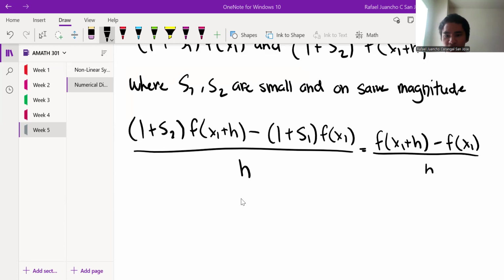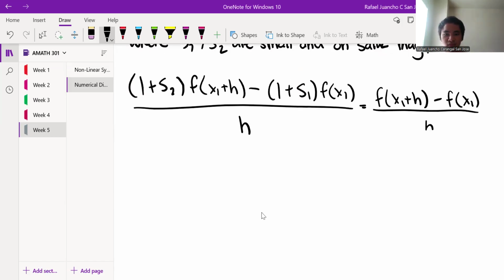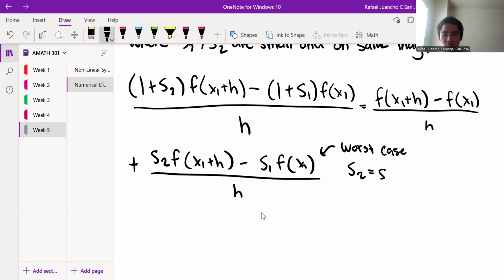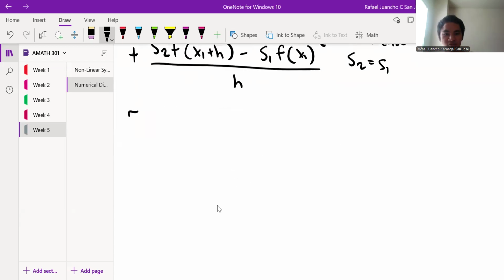Let me see. Oh, so it's this one plus my S2 and S1. S2 of this, S1 of this. And the worst case is that, so we have a worst case here. Worst case is my S2 is equal to S1. And that would be 0 or something like that. If they were the same numbers, how would that? Not sure. I'm still not super sure.